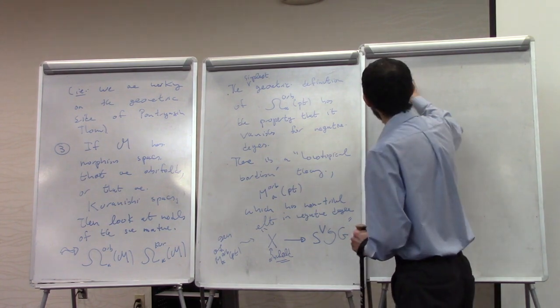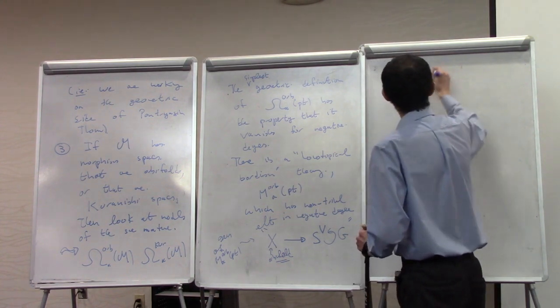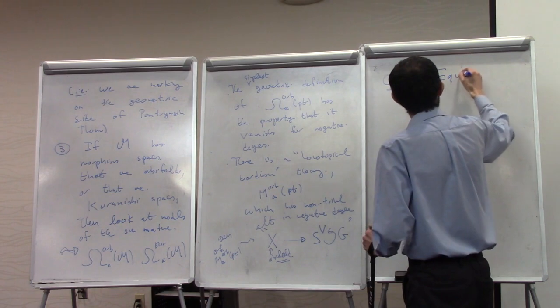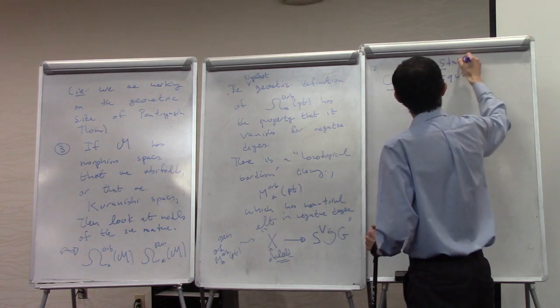So put another conjecture. Let's call this equivariant transversality. Stable equivariant transversality.